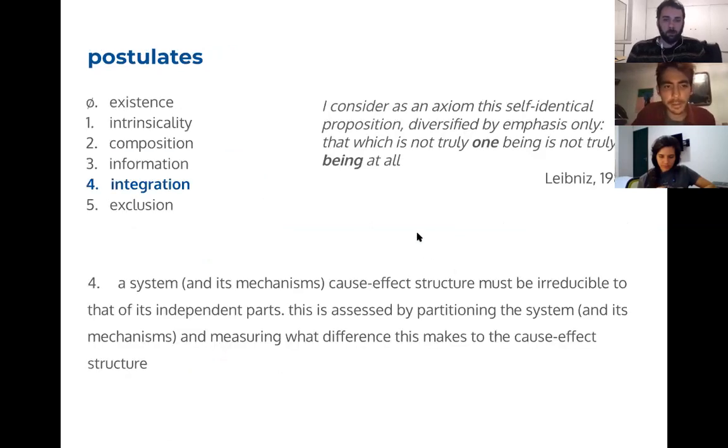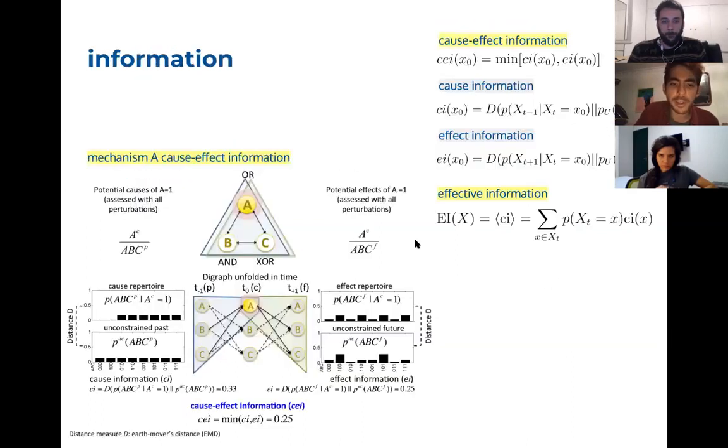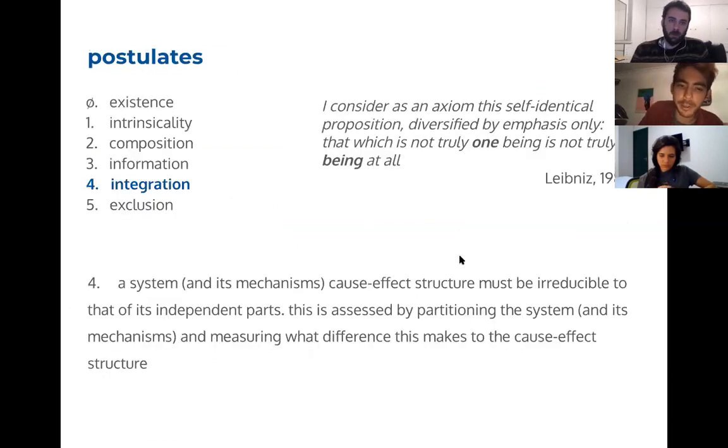Okay, so now we know how to calculate causal information, but now we have to check whether this given mechanism is irreducible. So the postulate says something like: a system and its mechanism, the cause-effect structure, must be irreducible to that of its independent parts. And at this point, Tononi cites Leibniz in an article, which is interesting.